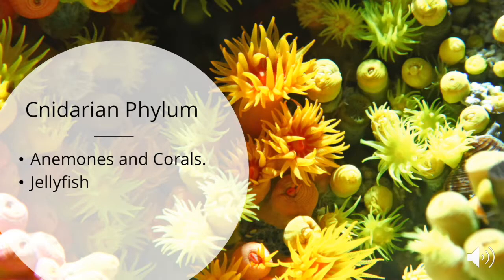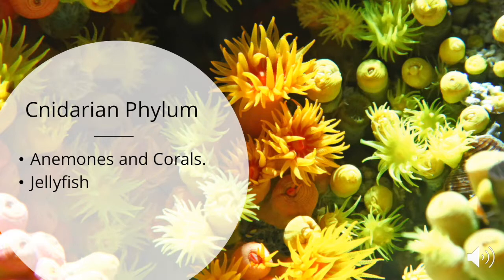Okay, that was a great video. Did you enjoy that? Learning more about sponges and how water passes through them and goes up through the inside of them out like a chimney? Well, now we're going to talk about the cnidarian phylum. It's the next one. Cnidarians are anemones and corals and jellyfish.